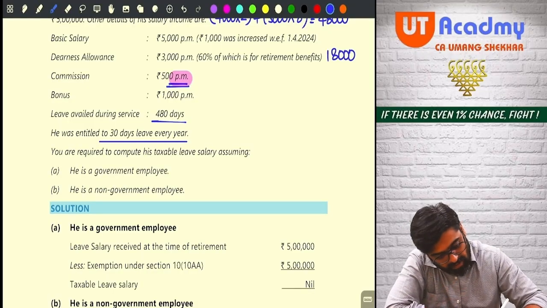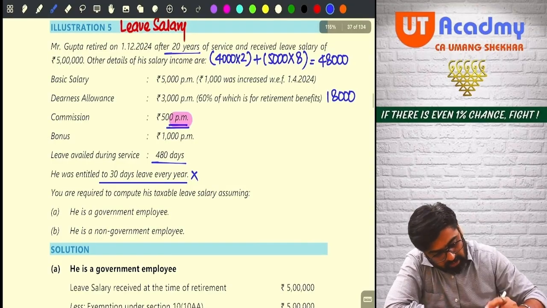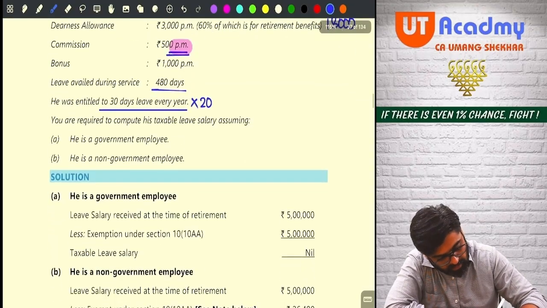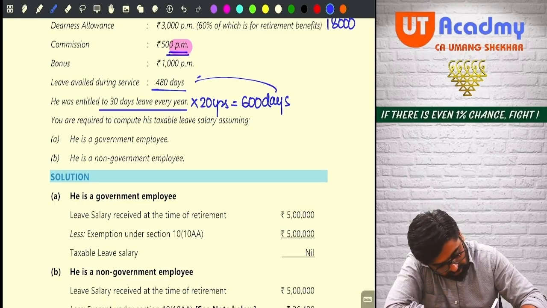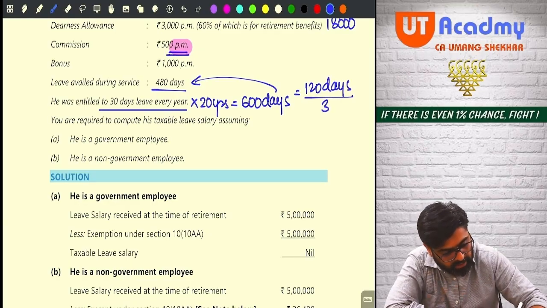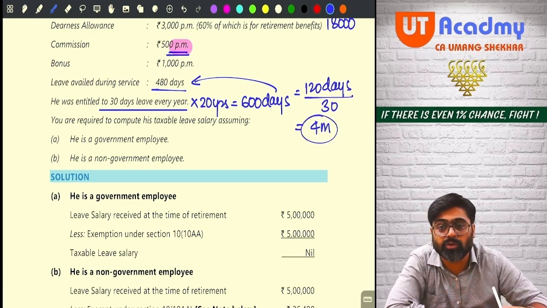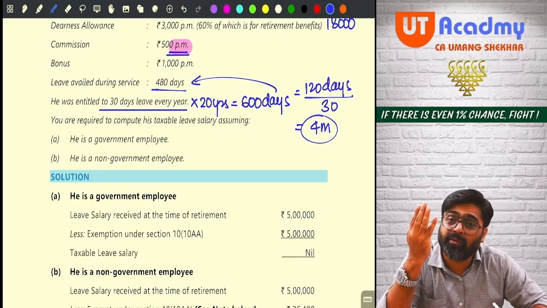So can I say for every year you are getting 30, so 20 years of service into 30, total was 600 days, and out of 600 when you reduce 480 you will get 120 days. Now divide it by 30. Can I say 4 months leave credit is there? This 4 months leave credit will be used for the purpose of exemption. And by the way, for these 4 months only, you are receiving leave salary also.